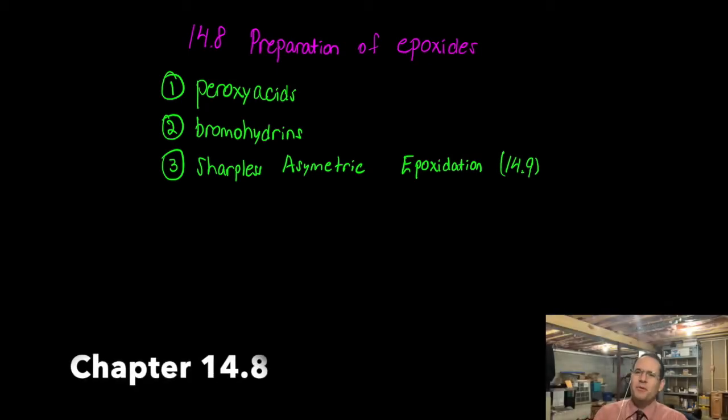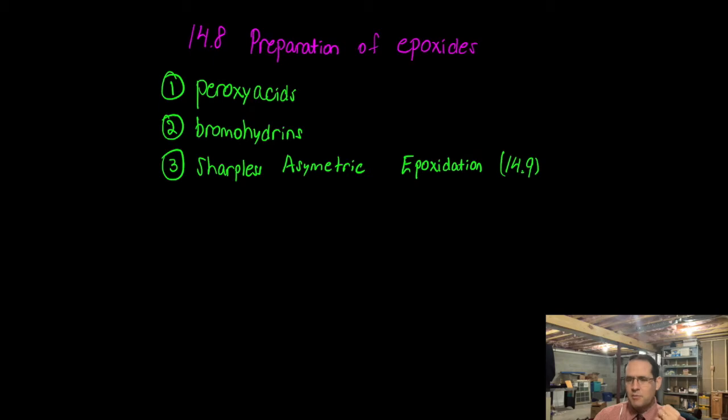Let's talk about the preparation of epoxides. There are three main ways that you can prepare epoxides as presented in the Klein's textbook. We can use peroxyacids. We can make the bromohydrin or chlorohydrin and then react it with base. Or we can do a Sharpless asymmetric epoxidation.